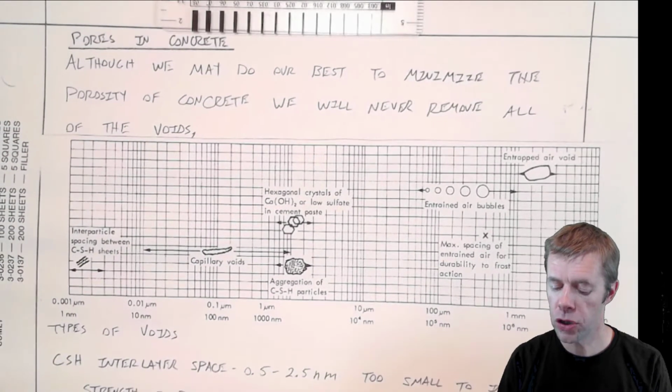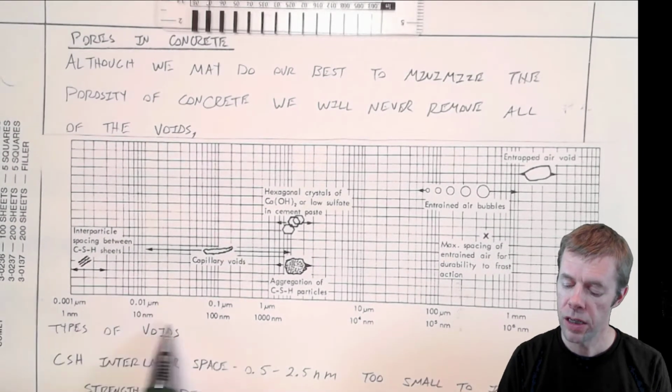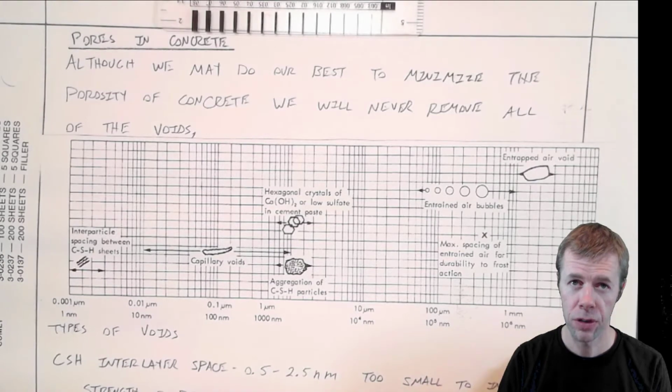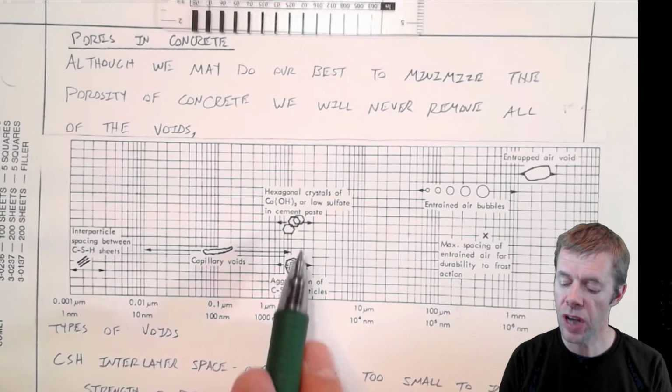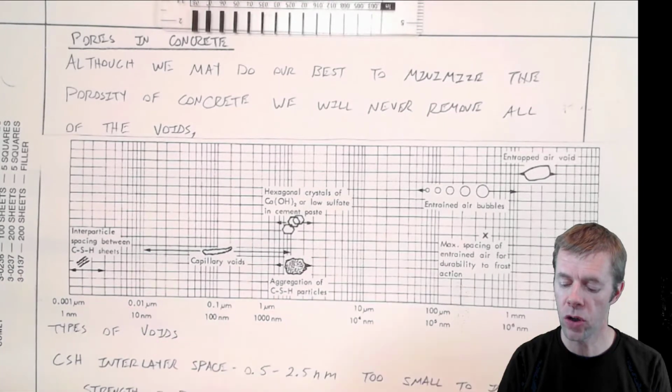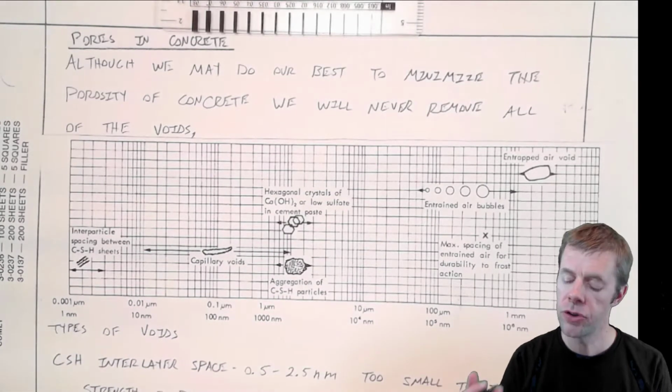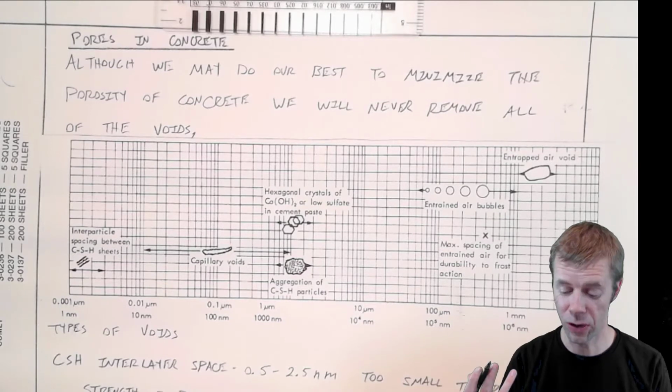This plot shows size down on the x-axis, and it shows a range of different sizes of pores that are inside concrete and compares them to other things that are also inside concrete.